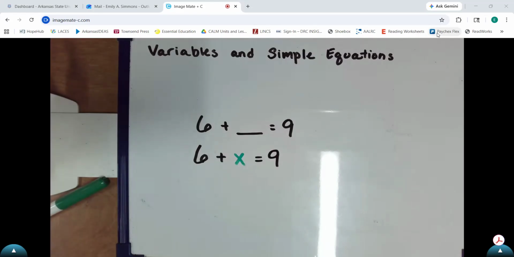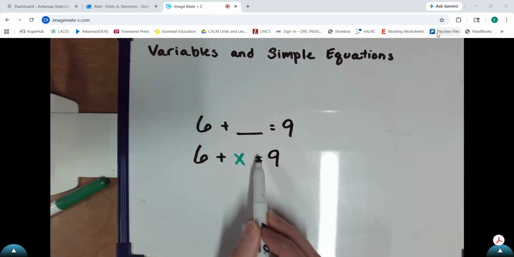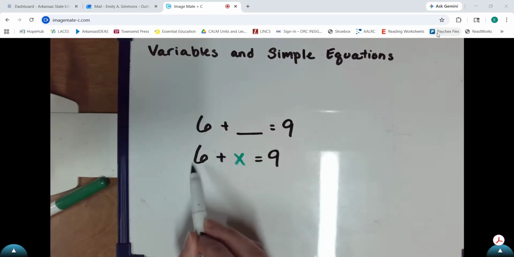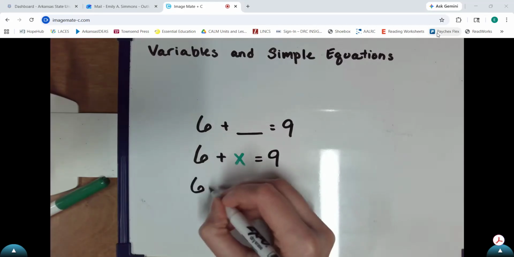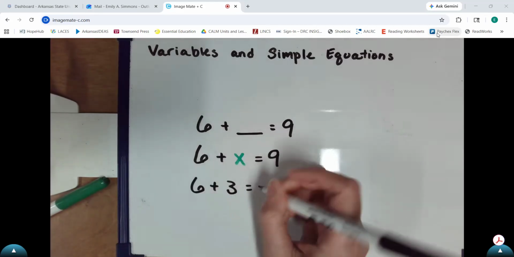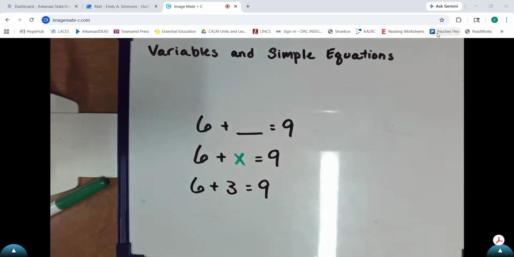When I'm looking at this equation, 6 plus x equals 9, I can actually solve this one since it's an equation and I only have one variable. So 6 plus what equals 9? 6 plus 3 equals 9. Some equations are very simple, and we can maybe just solve it by looking at it, like you might recognize here, okay, what plus 6 equals 9? It's 6 plus 3.